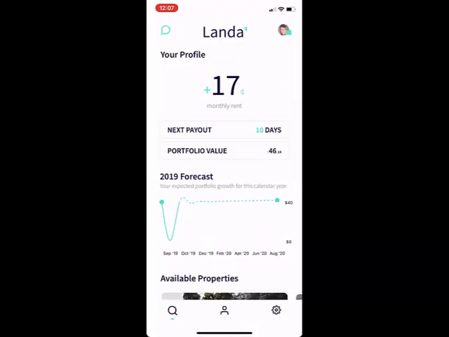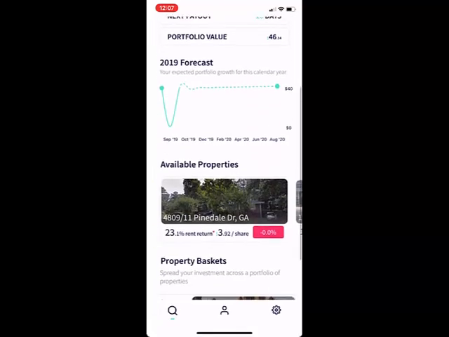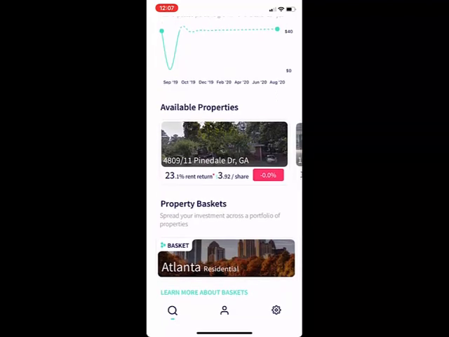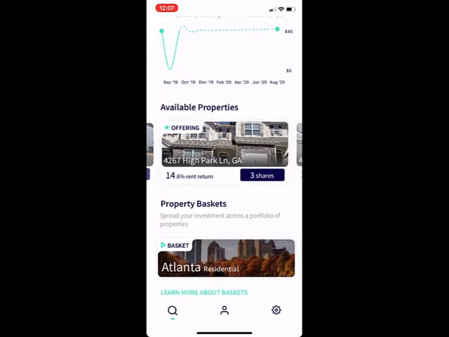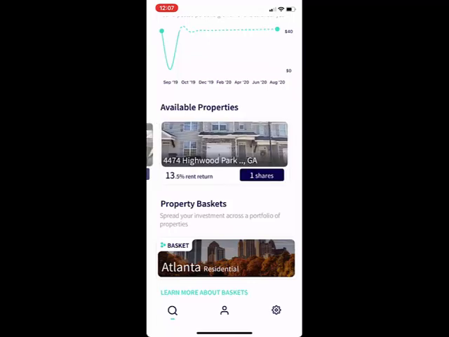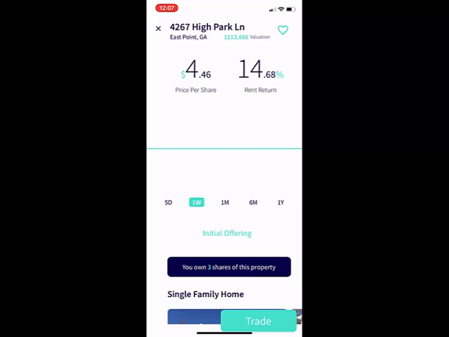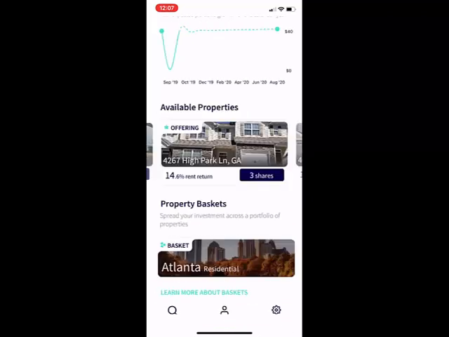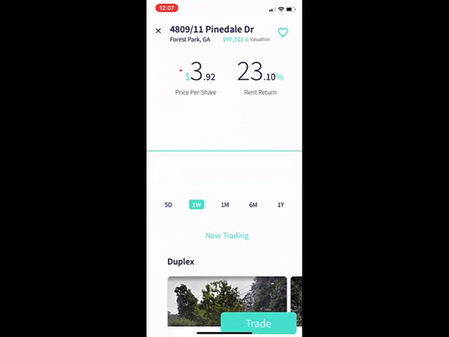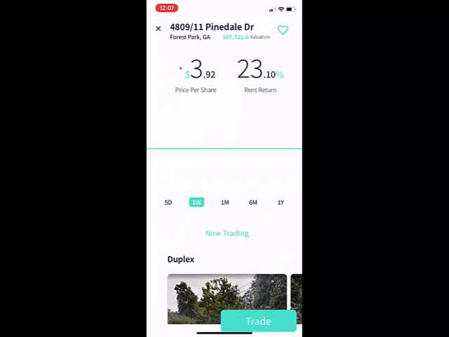Okay, last but not least, I wanted to talk about the different rent return numbers that you're going to see on here. They're not consistent, which means when the price per share changes, the rent return is also going to change. For example, this property is no longer in the offering stage, but you can see it offers a 23.1% return, which is much, much higher than the other properties. And you might think, wow, well, this is obviously a better investment. I should be investing in this. And just be aware that there's a reason why the return percentage is higher.